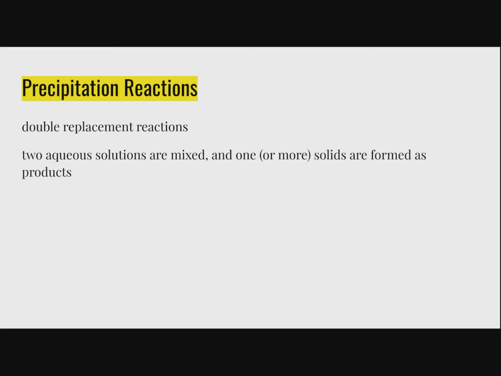So two compounds that are (aq) behind them on the reactant side, and then at least one solid is formed on the product side. And we kind of alluded to this the other day in class. How are we going to know what the state of matter is? And it has something to do with something called the solubility rules.